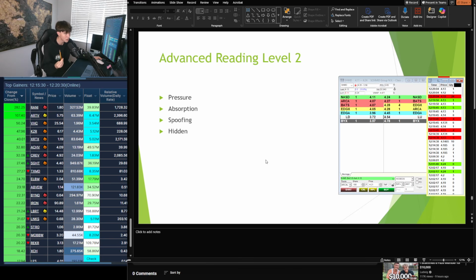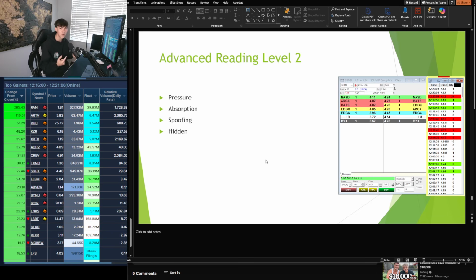Advanced level two reading. What is this about? This is reading pressure, absorption, spoofing. It's illegal, but it happens. We see it all the time. And then even those hidden orders, we don't have to directly show our orders onto the market. So a lot of these big orders get put up on there hidden. So this is the type of level two order flow that we need to be familiarized with when we're reading these fast acting stocks, especially these small cap stocks where they're moving very, very quickly. And we need to get in and out very quickly as well. So let's move on here.